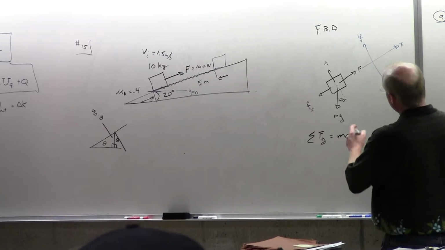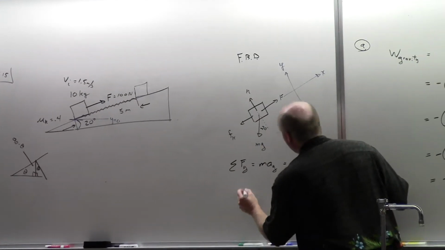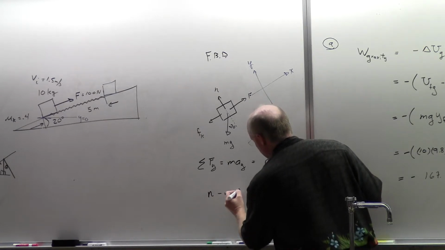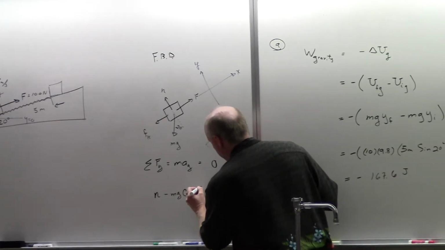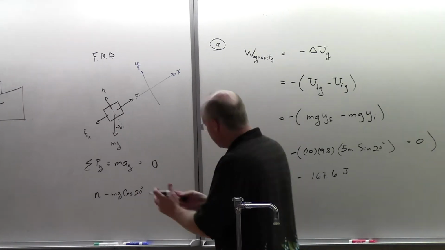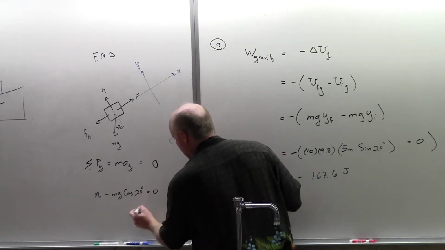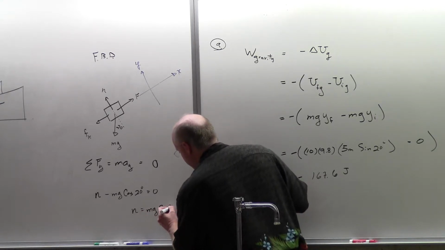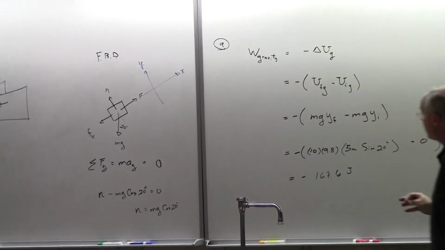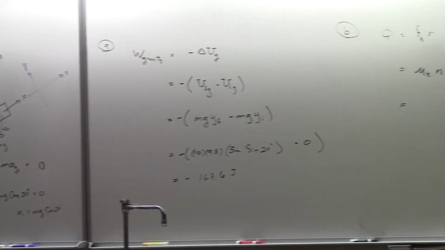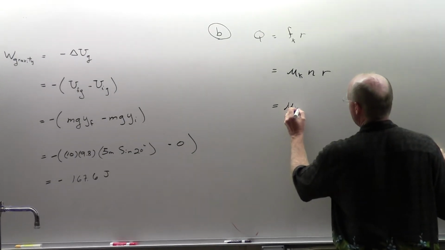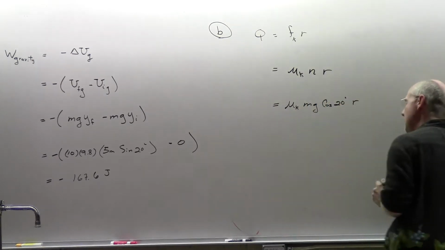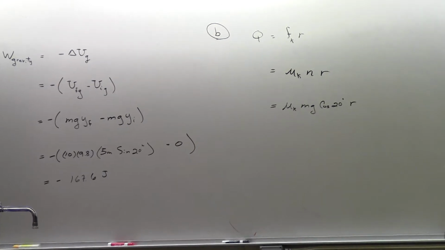So that would tell me then that the normal force pushing in the positive y minus mg cosine of 20 degrees would be the component into the incline, and that has to equal 0. So my normal force is mg cosine 20 degrees. And so this problem is different than the last one in the sense that the normal force is not just mg. It is mg cosine of 20 degrees.